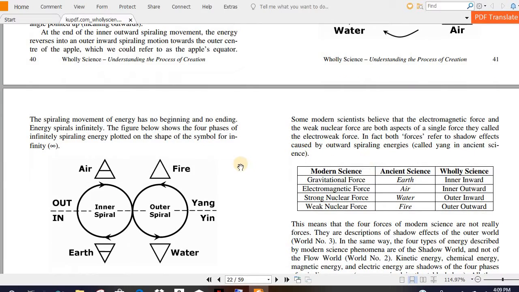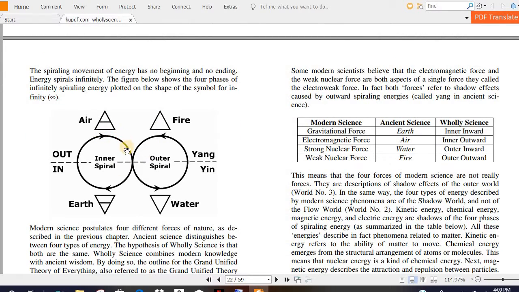The spiraling movement of energy has no beginning and no ending. Energy spirals infinitely. The figure below shows the four phases of infinitely spiraling energy plotted on the shape of the symbol for infinity. Okay, see, this is how it goes down and around and back up and down, back up, at constant figure eight motion, but turn it on its head. Or you don't have to turn it on its head. It can go just like this, but just think of it like that. So you've got air, fire, earth, water in a constant spiral, out, in, yang, yin.